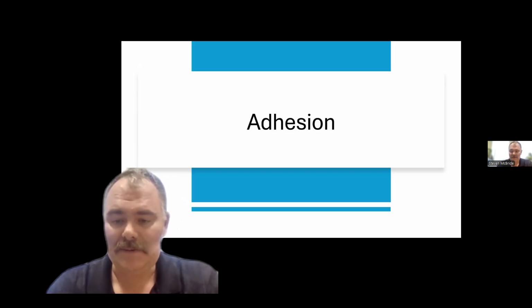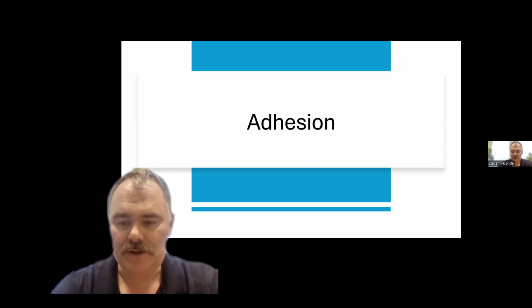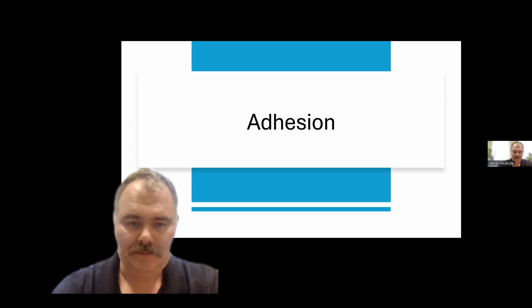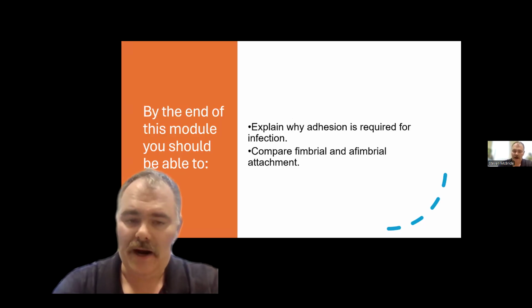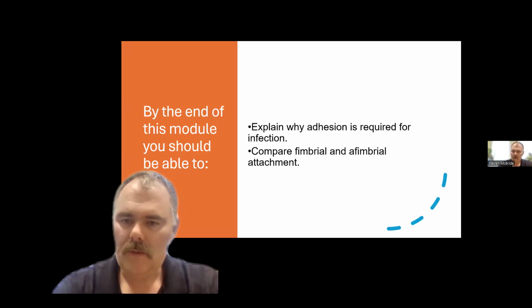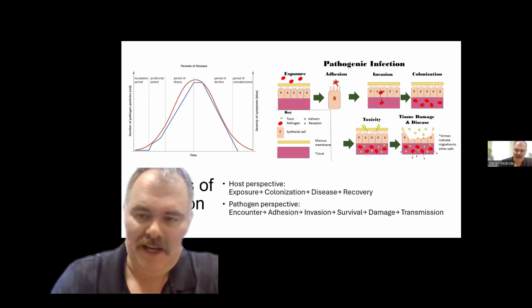This requires attachment to host tissues, persistence in the face of physical removal mechanisms, and in some cases, invasion of deeper tissues. Today, we will examine the strategies microbes use to overcome these barriers and begin the process of infection. By the end of this module, you should be able to explain why adhesion is required for infection and compare fimbrial and afimbrial attachment. So let's briefly review the stages of infection from the pathogen's perspective.